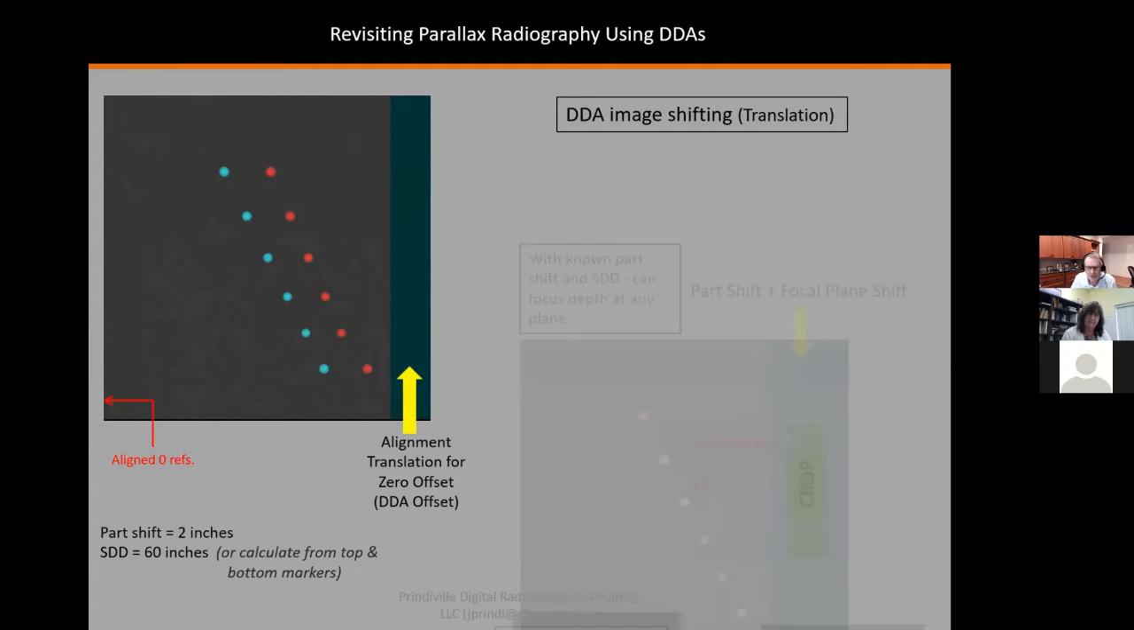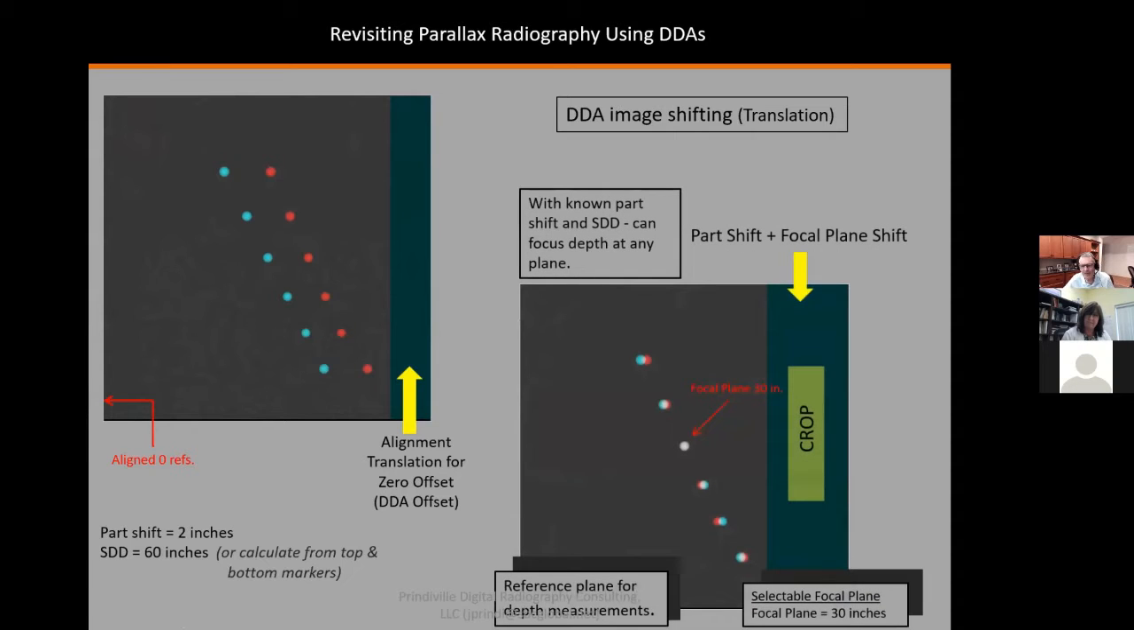We can basically shift these images and align on any plane from whatever distance from the X-ray source we want to. So if I just shift these planes a little bit, I can align it so that this indication lines up, and I happen to say I'm aligning it to come in at 30 inches from the source, where the source to detector distance initially started out as 60.